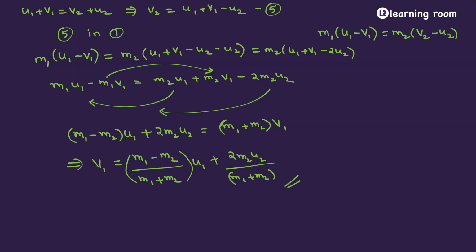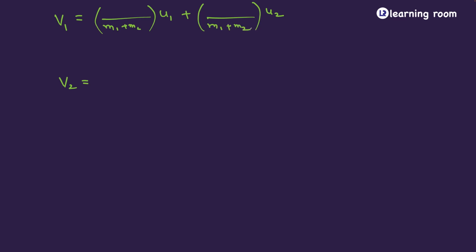Are you done copying? Okay. Listen. I'll tell you how to remember these equations. The values are v1 and v2. First, I'll tell you for v1. It is something into u1 plus something into u2. That is a pattern. The denominator is always going to be m1 plus m2, here also m1 plus m2.